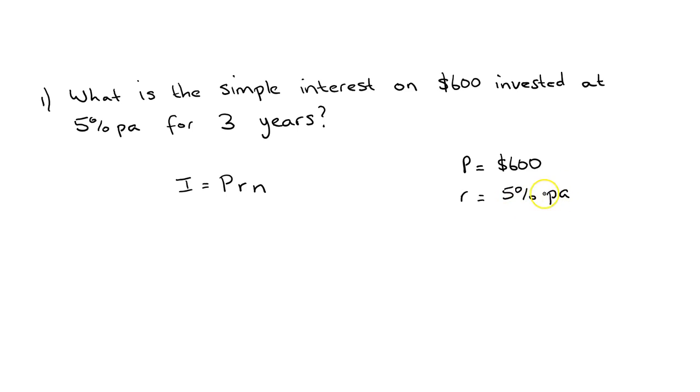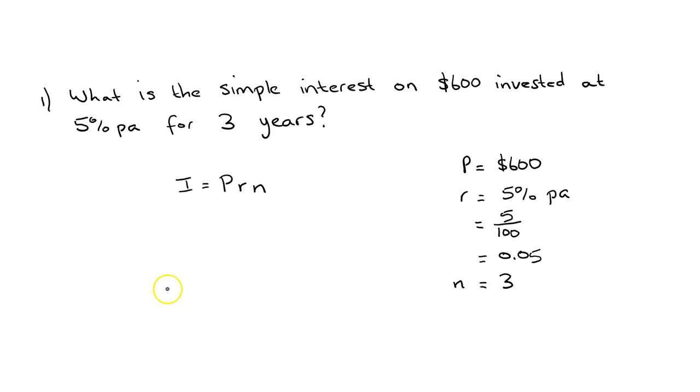Now what I'm going to look at here is whether the number of time periods is in the same units, and it is. It's 3 years. So this is in per year and this is in years, so we don't need to change anything there. However, what I do need to do is write the rate as a decimal. Now 5%, remember percent means hundredths, so 5% is 5 hundredths, and if I write that as a decimal, that's 0.05. So our value for R is 0.05 and our value for N is 3.